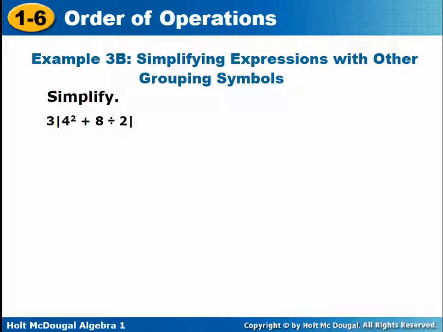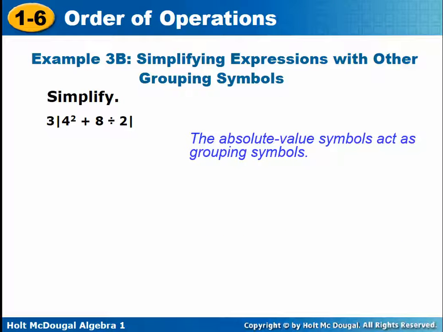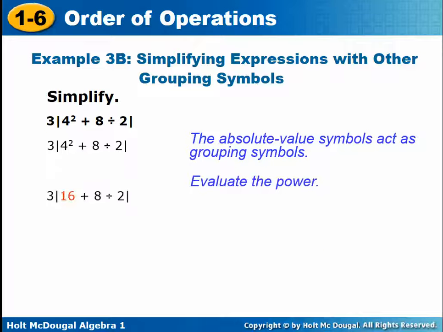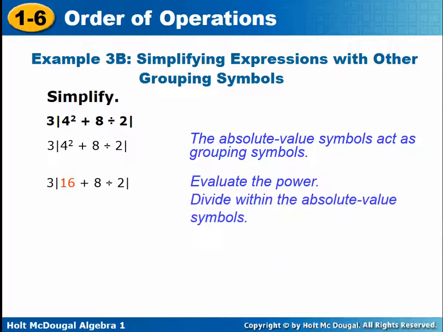In this example, we have the absolute value bar as being our grouping symbol, and we looked at a problem like that already. So 4 squared is 16 plus 8 divided by 2, and then a lot of people would think that we should do 16 plus 8, but remember your order of operations say you have to do your division first, so it's really 16 plus 4 within the absolute value, and then the 3 in front of the absolute value means to multiply.